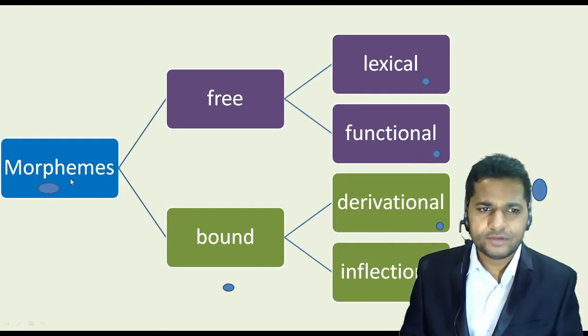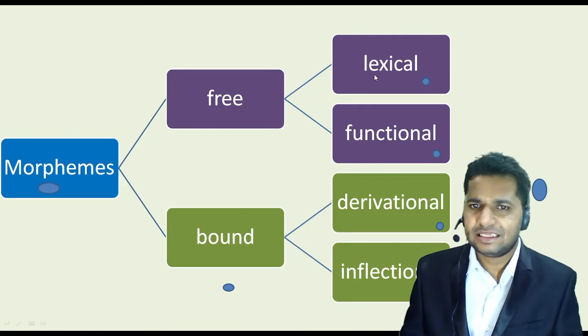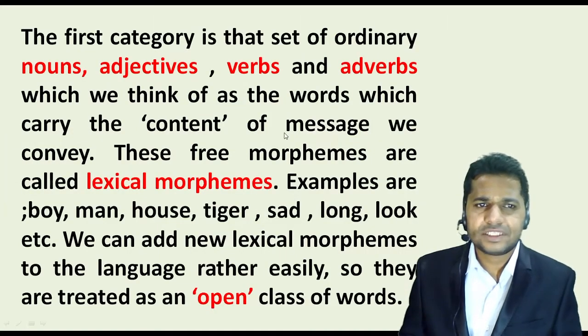So morphemes have two types, free and bound morphemes, and free morpheme again has two subtypes, lexical and functional morphemes. Same way, bound morpheme has also got two subtypes, derivational and inflectional morphemes. Let's discuss lexical morpheme. So the first category is that set of ordinary nouns. Remember, all the nouns, adjectives, verbs, adverbs, which we think of as words which carry the content of the message we convey, these free morphemes are called lexical morphemes.